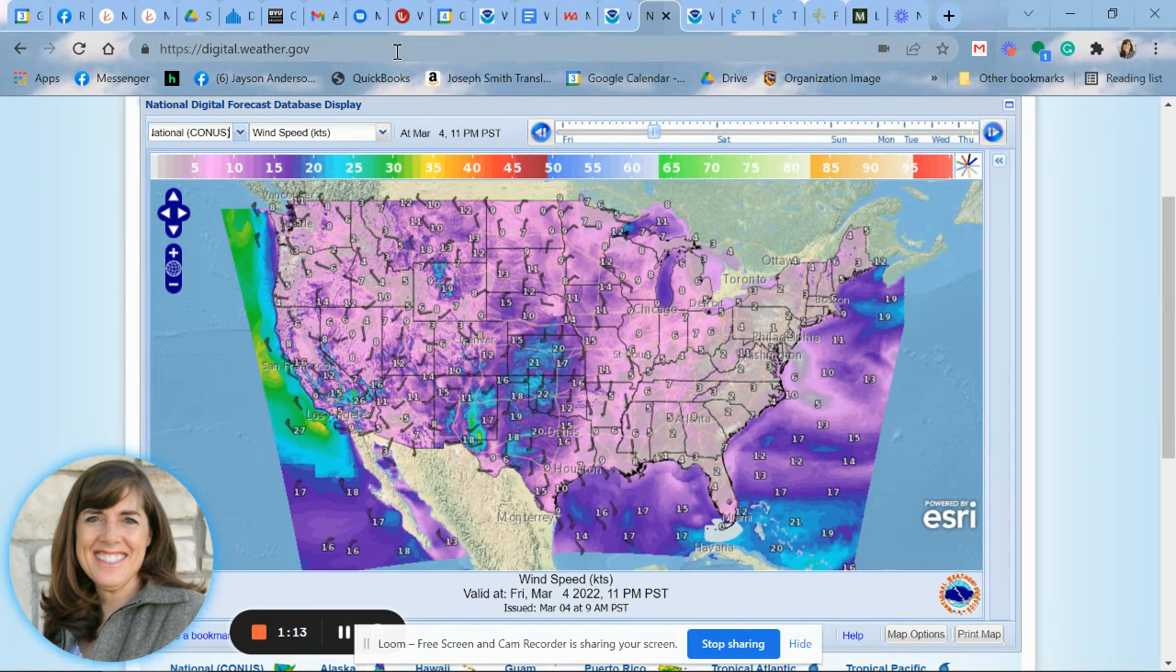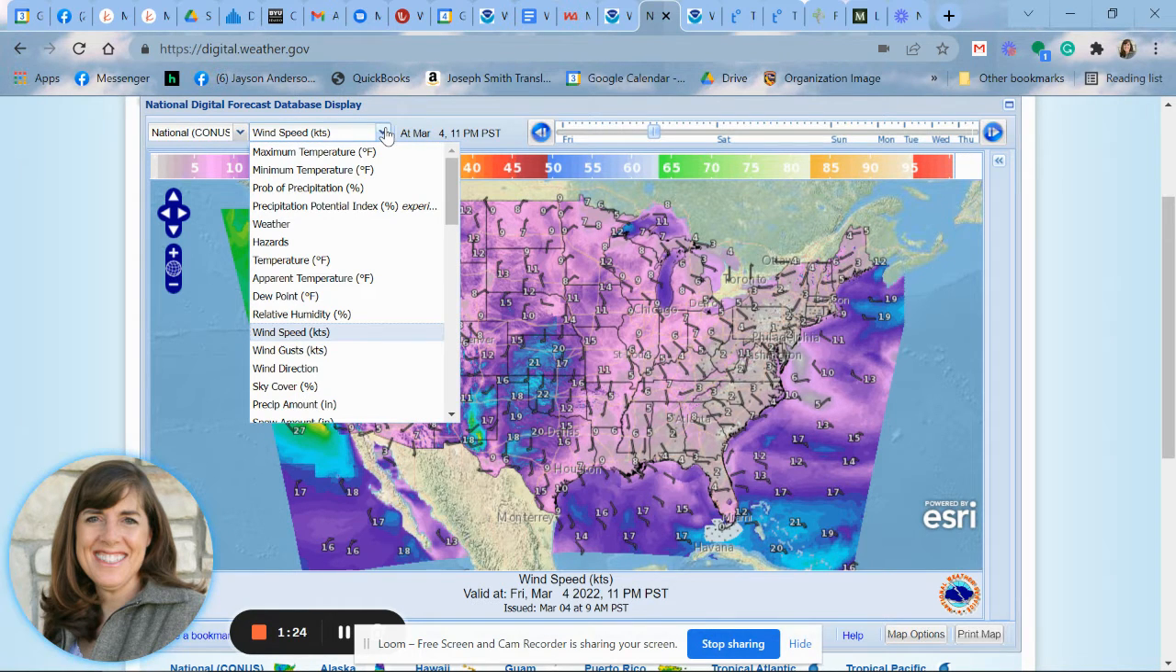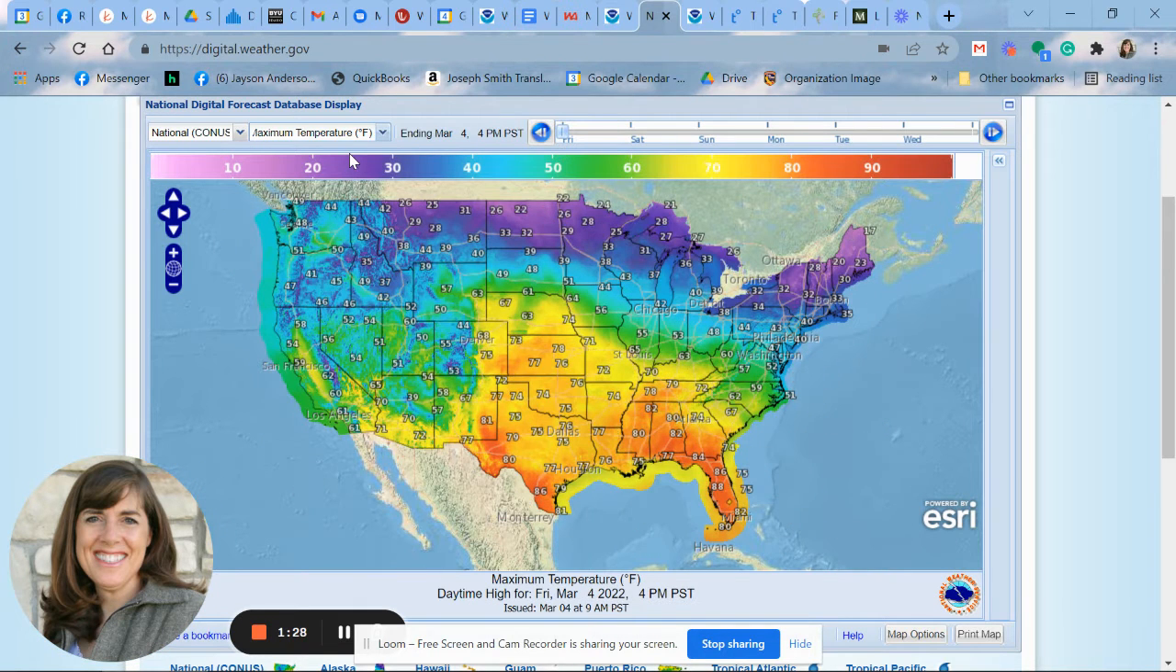So the next thing is, to look at an air mass, the first thing I want to see is the temperature of the air mass. So under this second tab, you're going to click the down arrow. And the easiest is let's look at maximum temperature. So there you have it. So along the top, we have the temperatures key. And so the more purple and blue, the colder it is. The more red, the warmer it is.